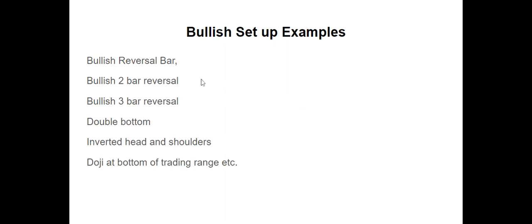Now we discussed the right context, and the right location for those respective contexts, and now we discuss setup types. You have bullish setups and bearish setups, two types of setups. Some examples of bullish setups: you have a bullish reversal bar. Sometimes this is called an engulfing bar, or it is considered a signal bar. It is called a bullish reversal bar. Then you have a bullish 2 bar reversal, and a bullish 3 bar reversal.